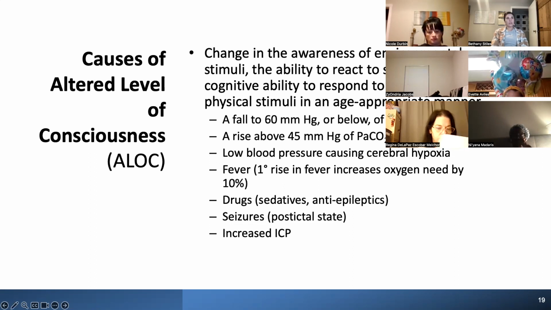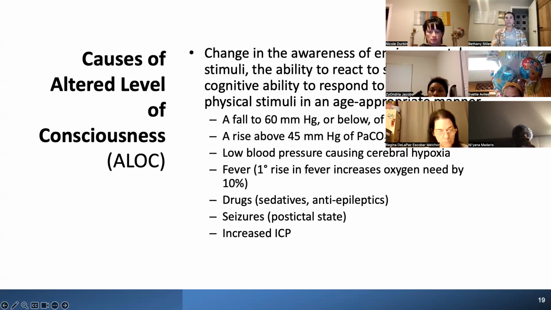There's lots of causes of it. If our oxygen drops or our carbon dioxide goes sky high, low blood pressure causing us not to be able to perfuse our brain appropriately, a fever. For every 1 degree rise we have in temperature, it increases our oxygen need by 10%. So if you have a really high fever for an extended period of time, you're going to be using up way more oxygen than your body can take in. So you're going to have that hypoxia again.